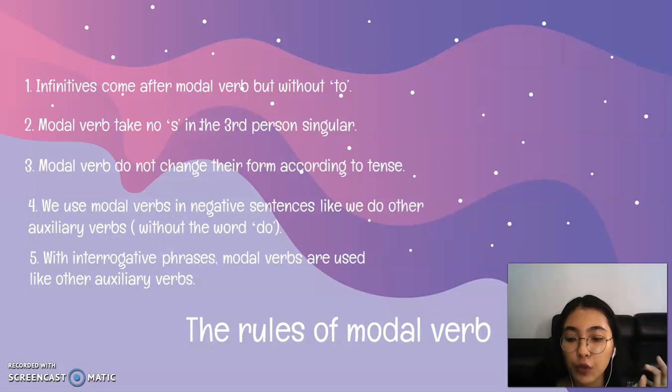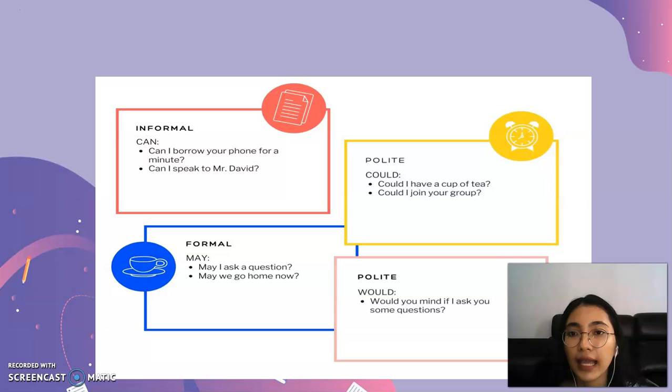So, for example, you must not eat my food. I cannot speak Korean, like that. And the last one is that with interrogative phrases, modal verbs are used like other auxiliary verbs. So we can make a sentence like modal verb plus subject plus verb. For example, can you help me? Or will you let me in? Like that.